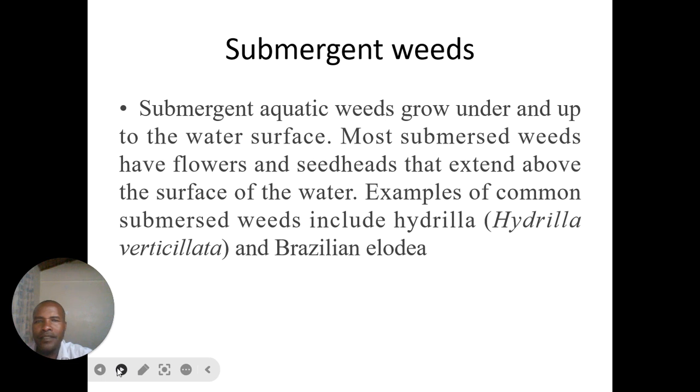Then we go to submergent weeds. Submergent aquatic weeds grow under and up to the water surface. Most submerged weeds have flowers and seed heads that extend above the surface of the water. Examples of common submerged weeds include hydrilla and Brazilian elodea.